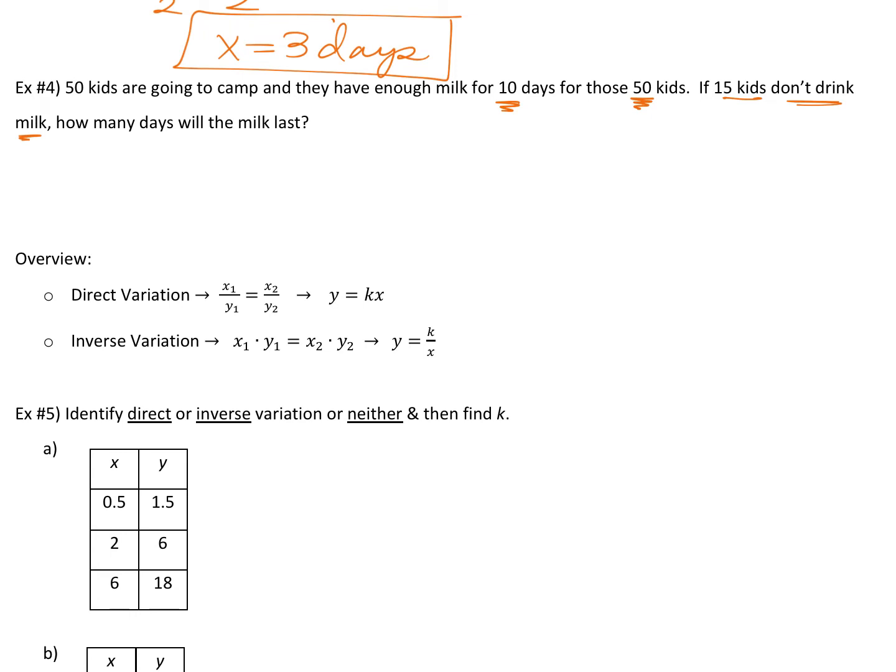So think about that. Is that direct or inverse variation? Inverse. One's going up. More kids, less days of milk, right? If less kids drink the milk, you'll have more days of milk to be drank. So are we multiplying or setting up proportions? We're multiplying. We're going to multiply our numbers. So it's going to be 10 times 50.